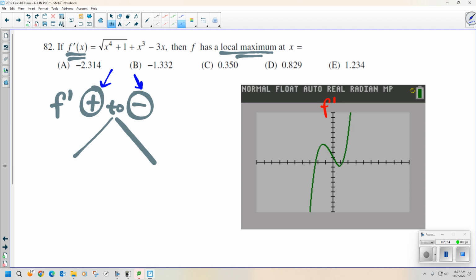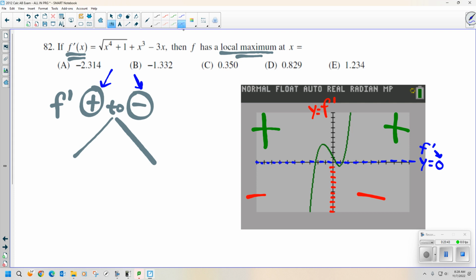So anytime my graph is above the x-axis, it's considered positive. Anytime my graph is below the x-axis, it's considered negative. How come? Because this line right here is where y is 0. That's where y equals 0. Remember, y is my first derivative. Any y values down here are negative y values, aren't they? And my y is my first derivative.